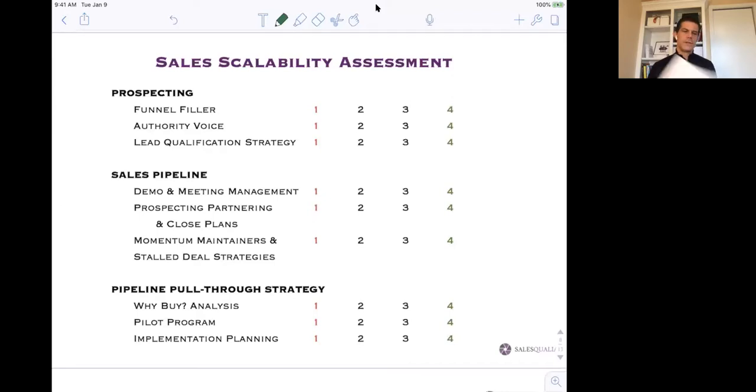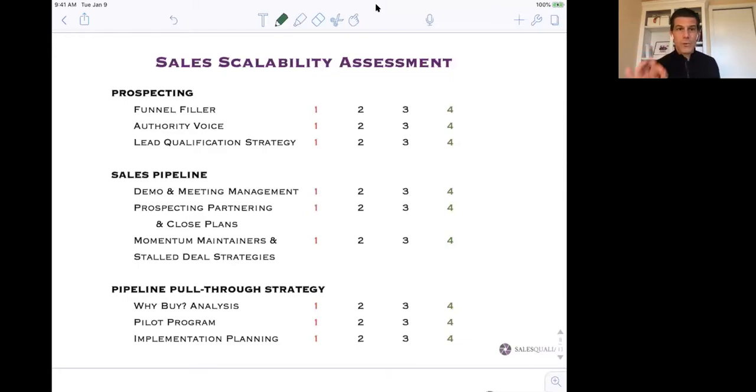Okay. So what I'm going to do is read off some characteristics of a very sound funnel filling strategy. And then I want you to score yourself as to whether or not you feel like right now, are you a 1, a 2, a 3, or a 4? We're going to do that for each of these 9 systems. We'll spend about 1 minute on each.